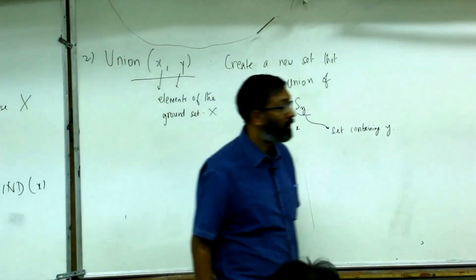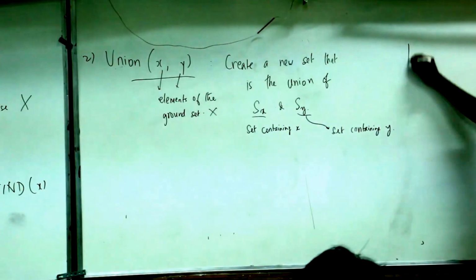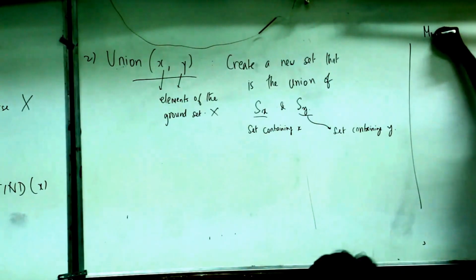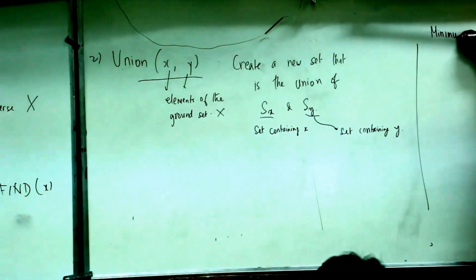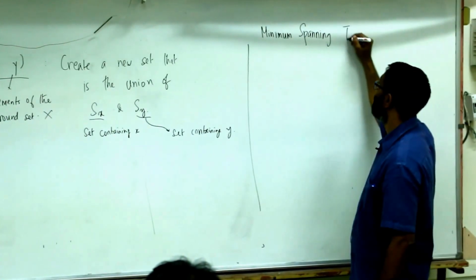It is fairly natural, but one key application of union find is in the implementation of minimum spanning trees.